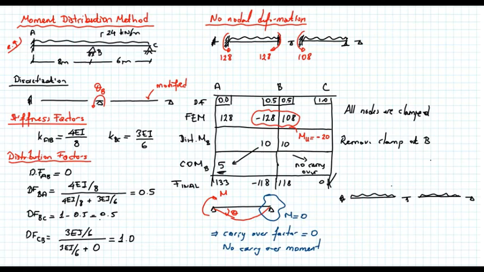So at point A, I have a counterclockwise moment. Magnitude is 133 kilonewton meters. At point B, I have a clockwise moment. Magnitude is 118. And again, at member BC, at B, I got a counterclockwise moment, whose magnitude is 118 kilonewton meters. So that concludes the solution of this example problem.